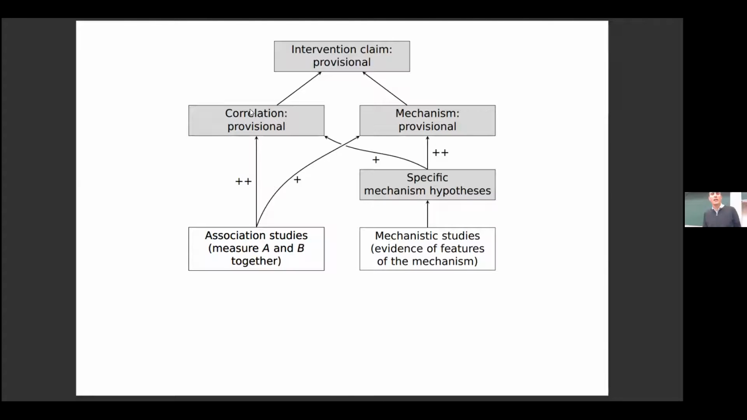Association studies provide strong support for the correlation claim. You get some added support from the mechanistic hypotheses, but not enough to fully establish the correlation claim, so it's categorized as provisionally established. The association studies only weakly support the mechanism claim, but you get some pretty good support from the mechanism hypotheses and the mechanistic studies. Again, not enough to conclusively establish the mechanistic claim. So the intervention claim is classed as provisionally established rather than established.